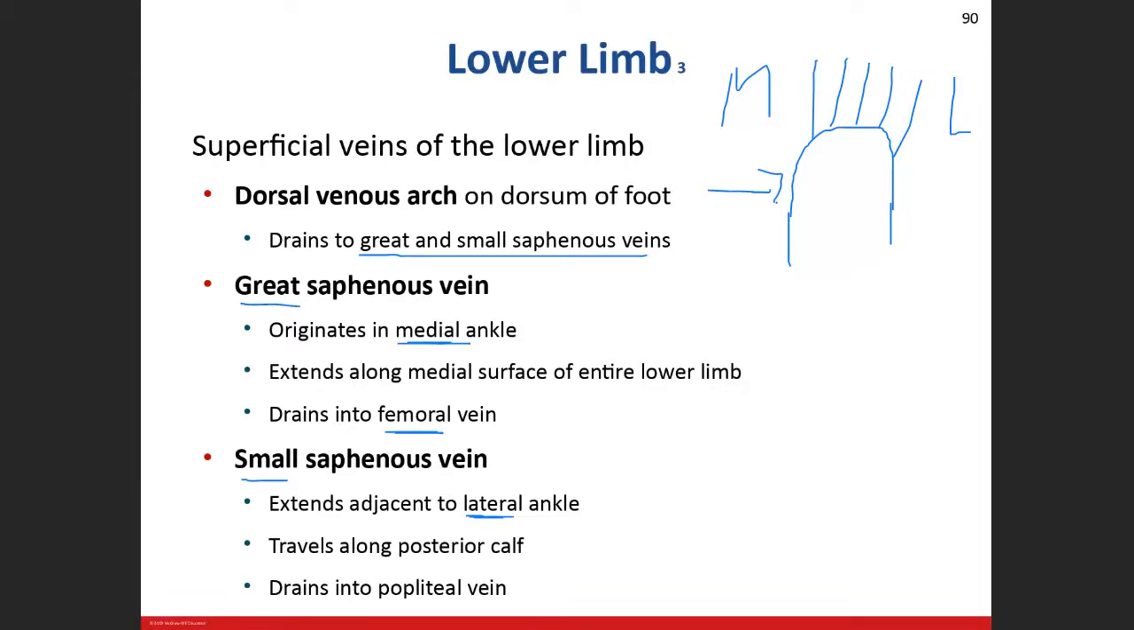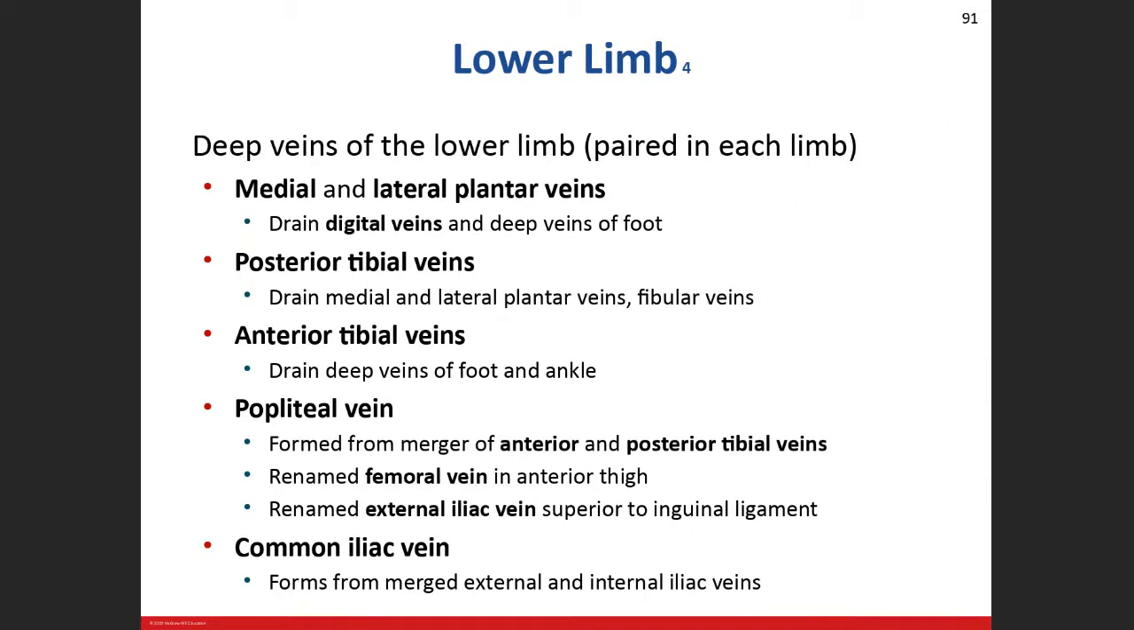It's going to be pretty much the whole medial way of that lower extremity. It sits right there. Then the small saphenous vein is going to drain into the popliteal vein. All right, last part here for the lower limb. So you can see on this situation too, that's for the superficial veins.